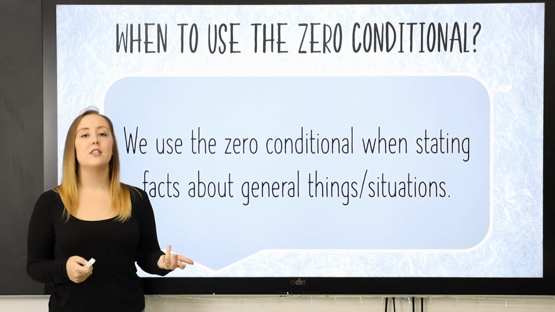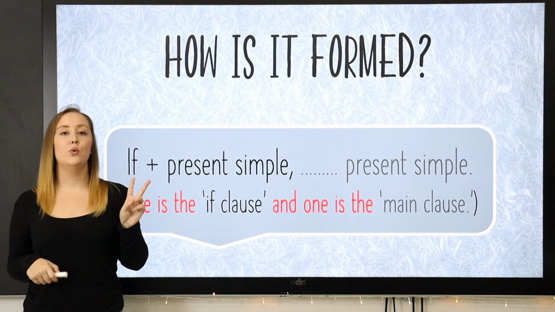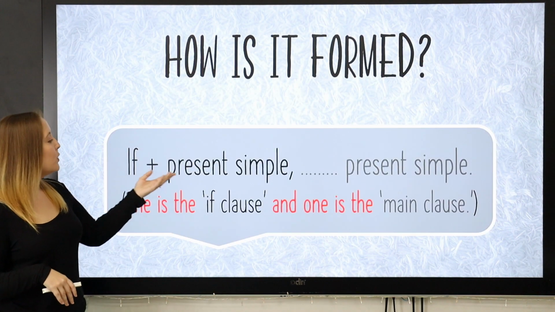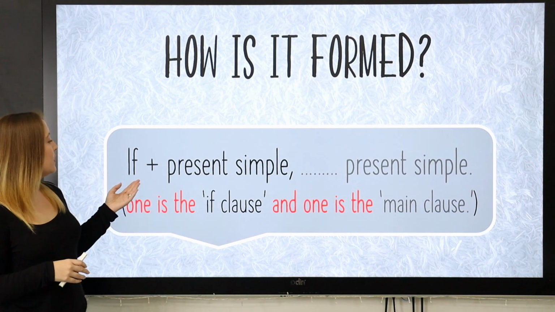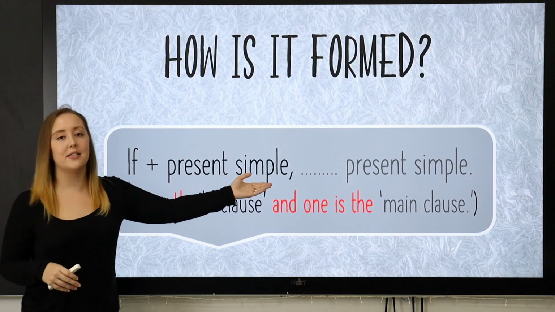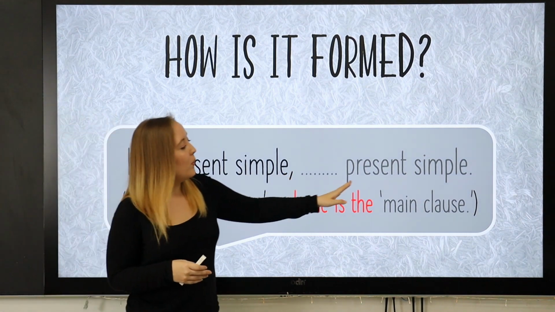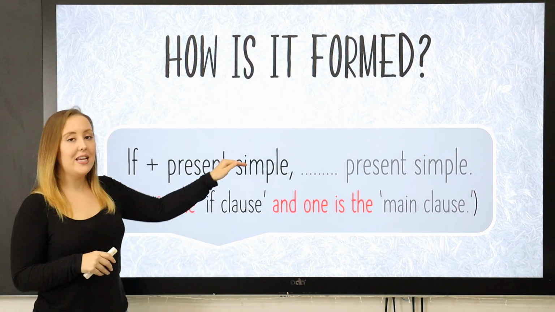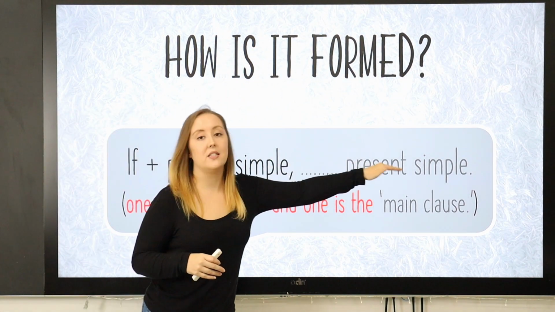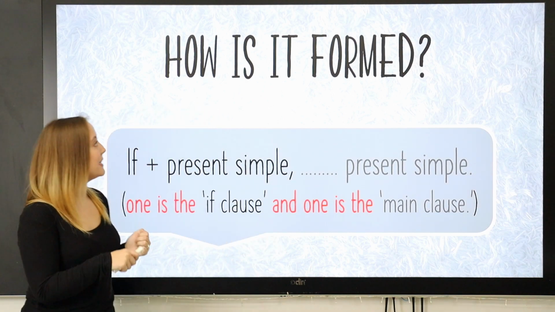And it's pretty much the same with the zero conditional, except it's made up of two parts. So the first part is the if clause. So here you can see if plus present simple, and then we use a comma. Then we have the main clause. So basically, if this happens, this then happens. It's a result. Let's take a look at an example.